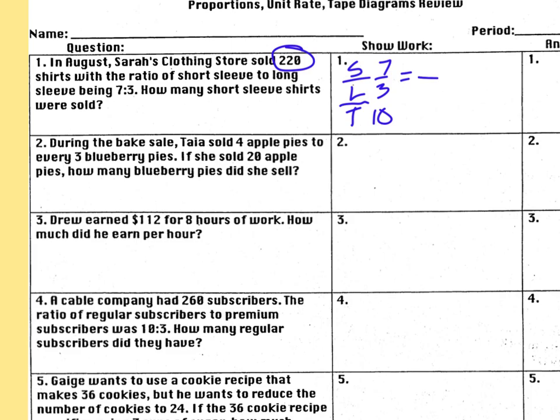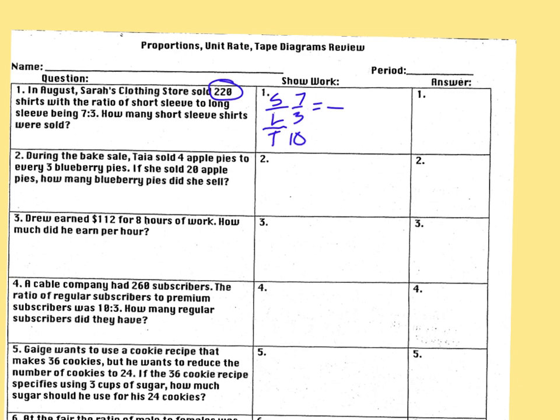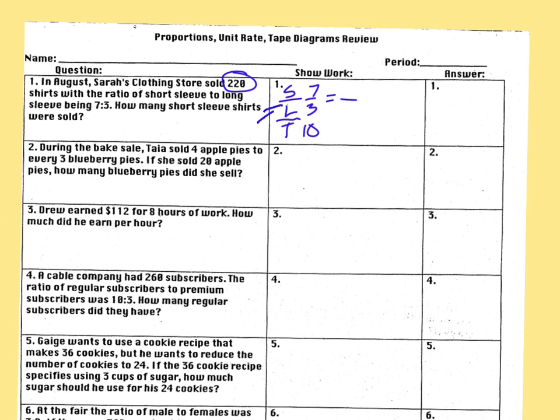So what are we trying to find out in this problem? We are comparing short sleeves to total. So we need to re-look at this. What we're not looking for that. We're looking for a short sleeve to total. So I'm going to be looking at S over T. So I'm going to be looking at 7 over 10. And I know that there are 220 total shirts, and I'm looking for the short sleeve.